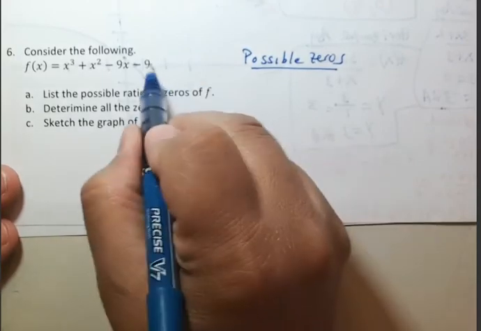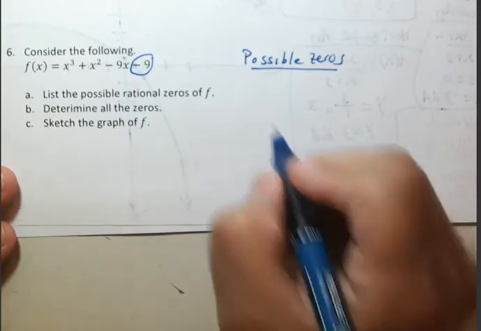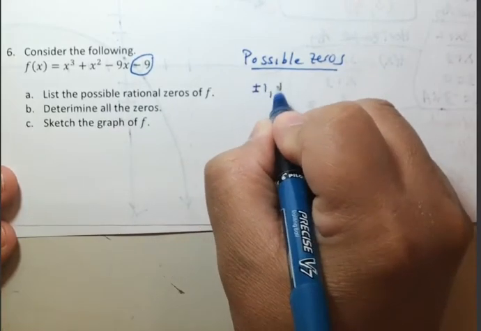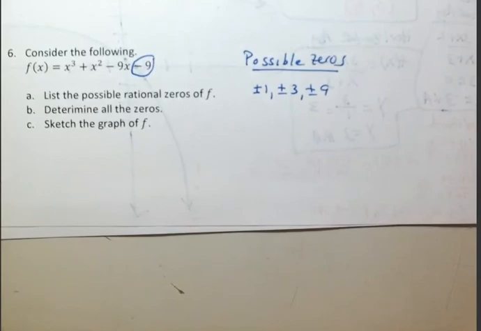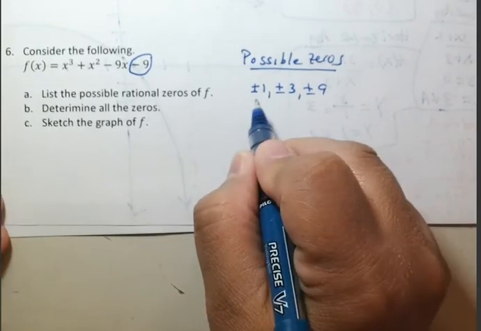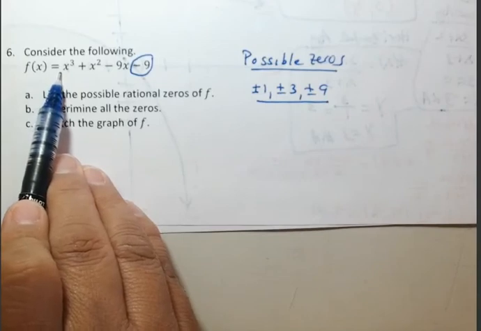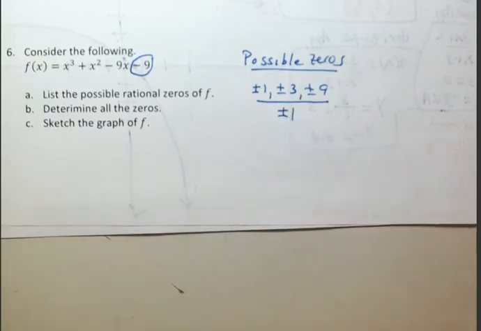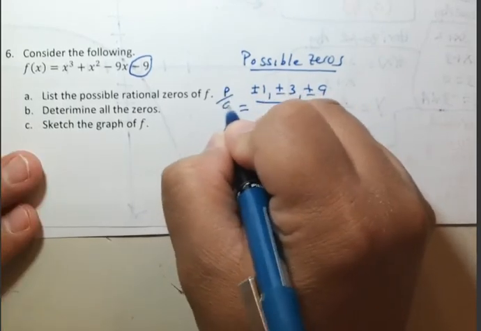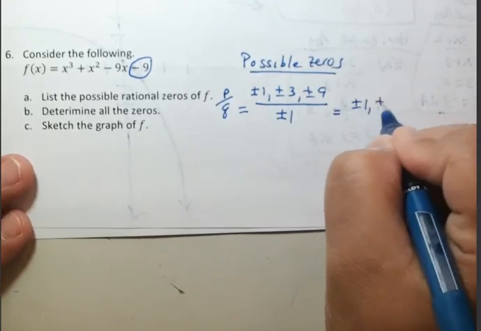So we look at the constant, which is negative 9, and we list all the factors of that number. Okay, so 1 times 9 is 9, 3 times 3 is 9, so these are my factors of the numerator. And we're going to divide them by the factors of the leading coefficient. In this case, your leading coefficient is 1. So those factors are just 1. So if you divide all this by 1, you just get the same stuff back.